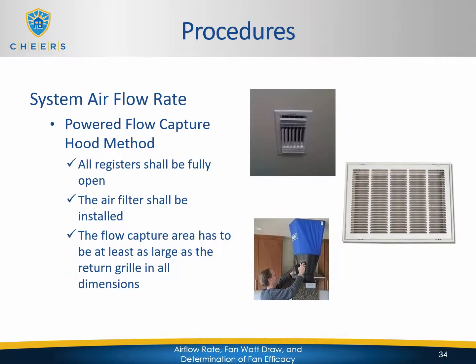Now for the power flow capture hood method, all registers shall be fully opened, the air filter shall be installed, and the flow capture area has to be at least as large as the return grill in all dimensions. So as you can see in the picture at the bottom, the capture hood has to completely cover the return grill. That means that the edges of the capture hood have to fully touch the drywall. They cannot be on the edge of the grill, they cannot be touching the metal. They have to fully enclose the register grill.